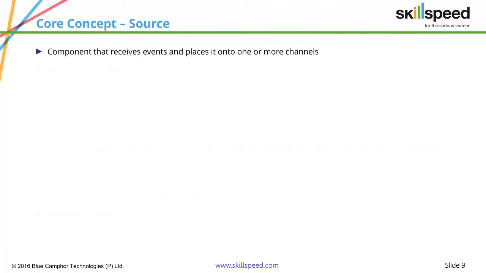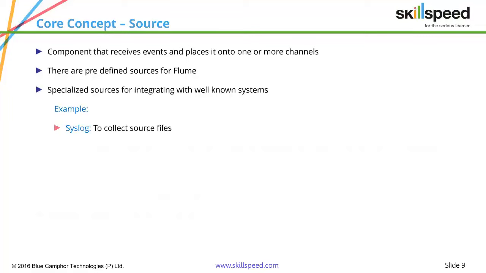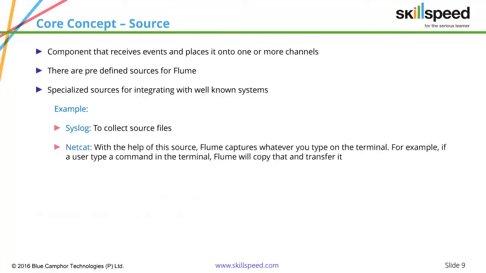Now, depending on what kind of data you want to pull, there are different types of sources available. There are predefined sources for Flume. For example, syslog is a type of source which can collect log files. Now you also have something called netcat. With the help of this source, Flume captures whatever you type on the terminal and sends it as a bunch of text. So for example, if you want to capture the terminal of a particular server, I can mention in the Flume agent that the source is netcat.